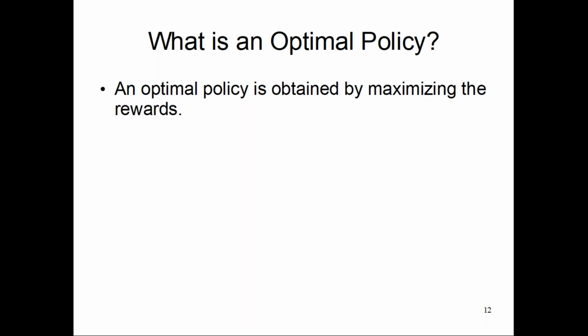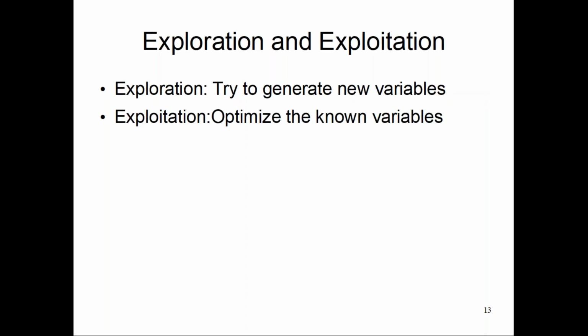Before we find the optimal policy, I would like to talk to you about exploration and exploitation. Exploration is trying to generate new variables, as the English meaning suggests. Exploitation is taking whatever known variables you have and trying to optimize, making the best use of them. Let me go backwards again. That grid will help me explain better.